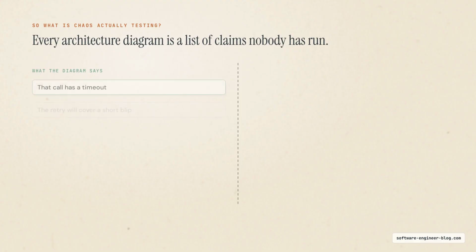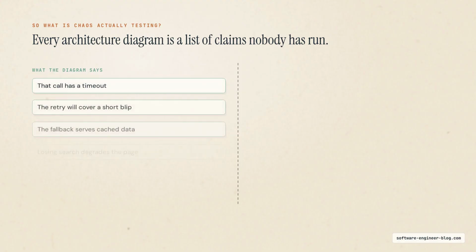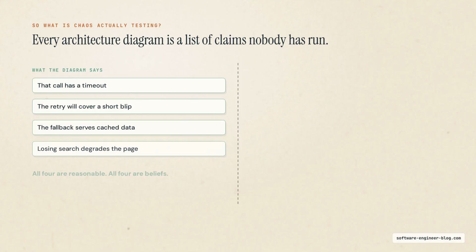So what is a chaos experiment actually testing? Take any architecture diagram and read it as a list of claims that nobody has ever run. On the left, what the diagram says. That call has a timeout. The retry will cover a short blip. The fallback serves cached data. Losing search only degrades the page. All 4 of those are completely reasonable, and all 4 of them are beliefs.